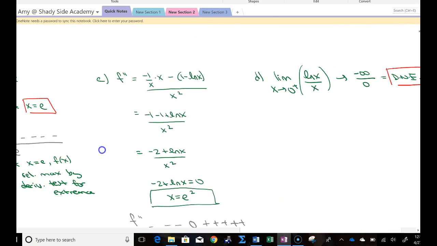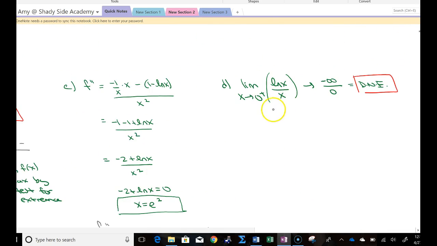The limit as x approaches 0 from the right of ln x over x. The numerator approaches negative infinity. The denominator will approach 0 from the right. Regardless of what happens here, this limit would not exist.